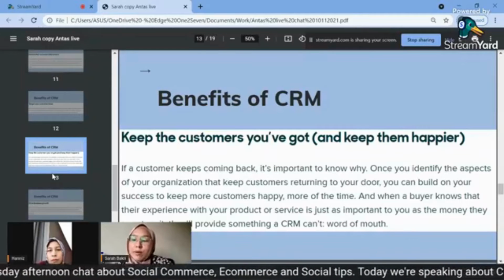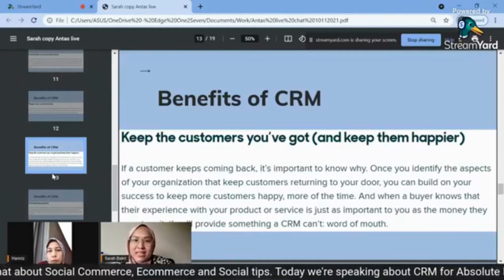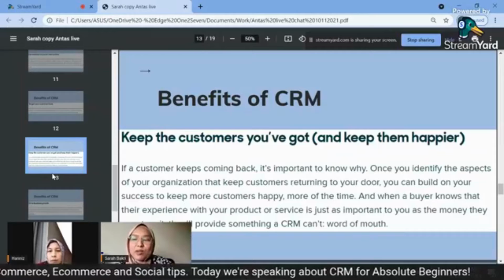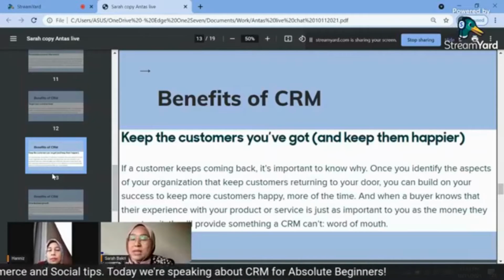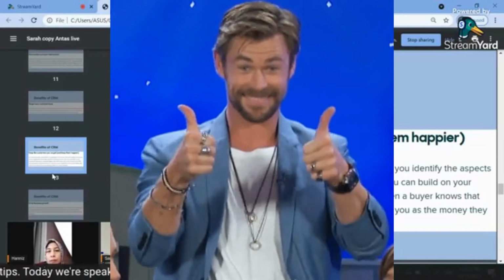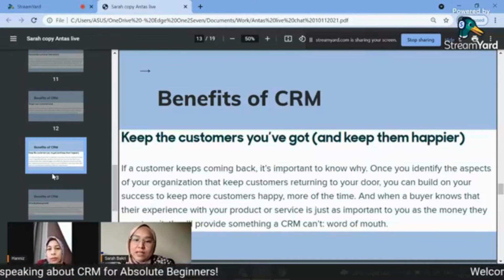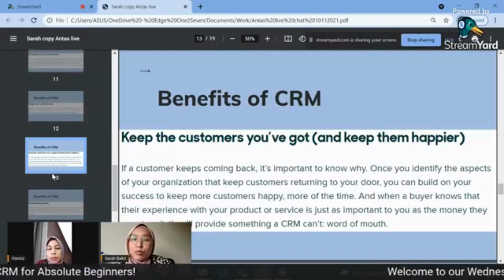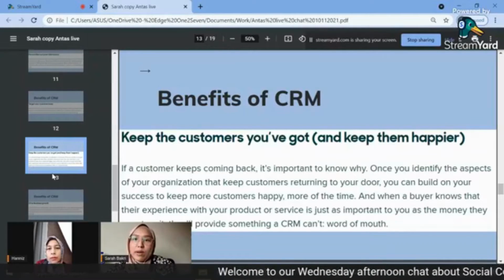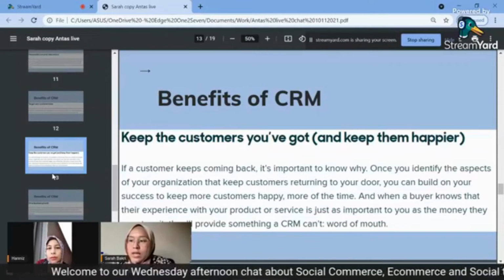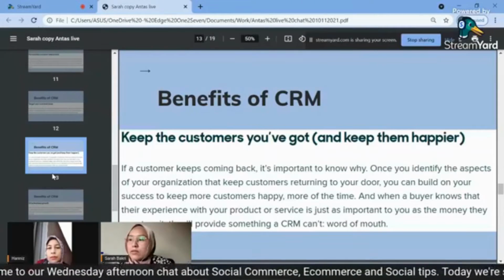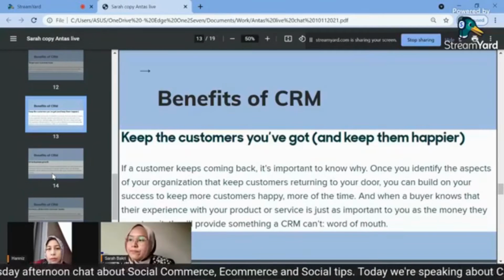Now, don't forget about them. You have to retain them. You want to retain them, and you want to keep them happy. If you have returning customers that are always buying from you, you better know why they are continuing to buy from you. These are all important information that you can find out through CRM.